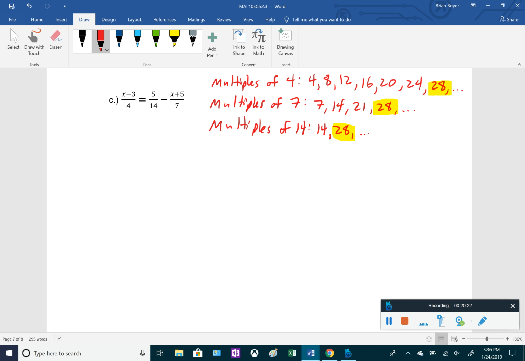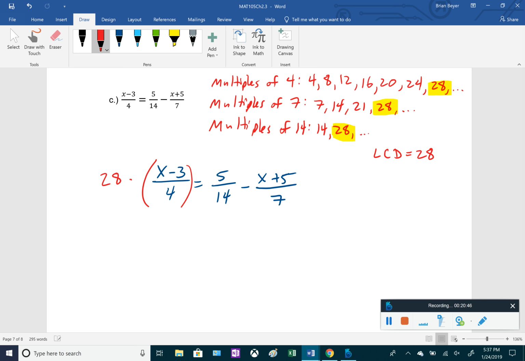So that means that our LCD, our least common denominator, is 28. So what we're going to do is I'm going to rewrite this. We're going to multiply both sides. So we're multiplying every single term by 28.